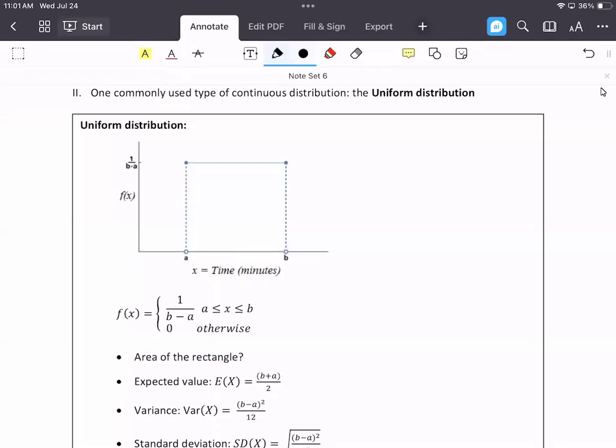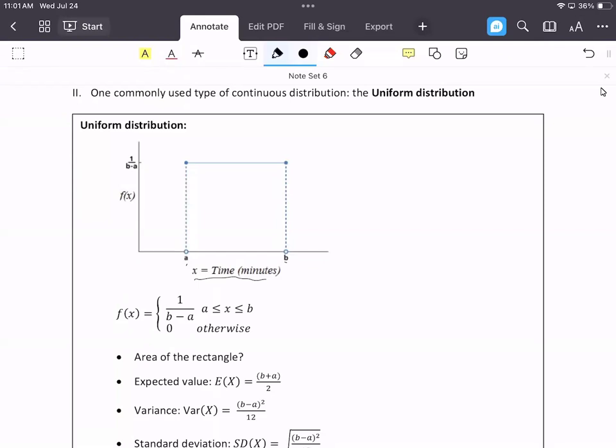So one common type of continuous distribution is the uniform distribution. Now, I have an example here showing you, using X as time in minutes. You notice between A and B, the height does not change at all. So what that's telling me is that it's uniform.